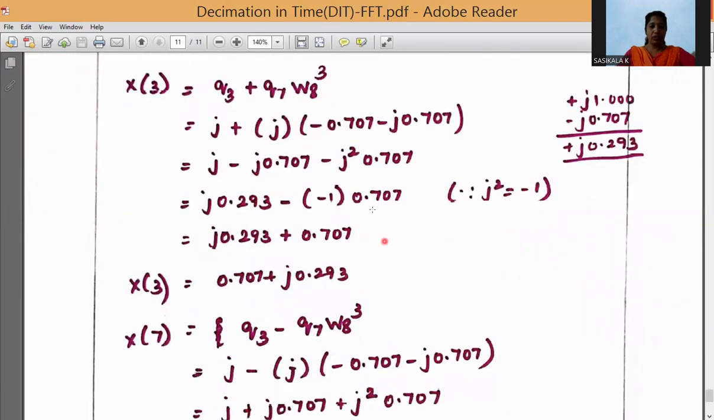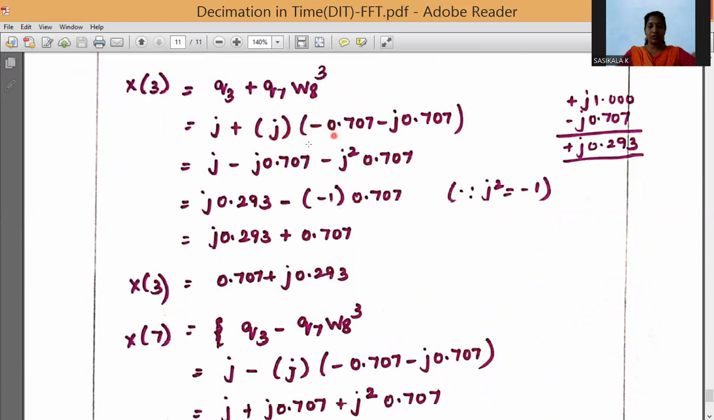So X of 3 equal to Q3 plus Q7 into W8 power 3. Q3 value is j. So j plus j into Q7 value is j. Twiddle factor W8 power 3's value is minus 0.707 minus j 0.707. So write the j as it is. See here, this j is multiplied by this term. So first j and the first term is multiplied. So plus into minus is minus.